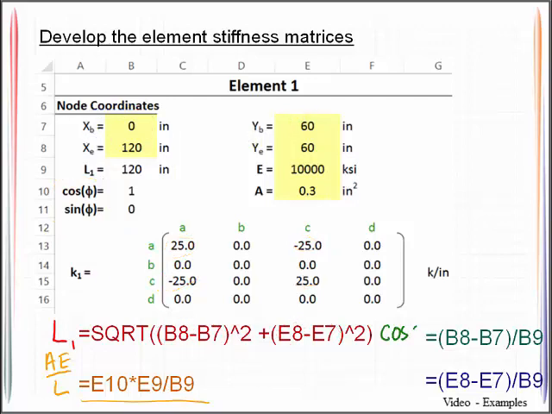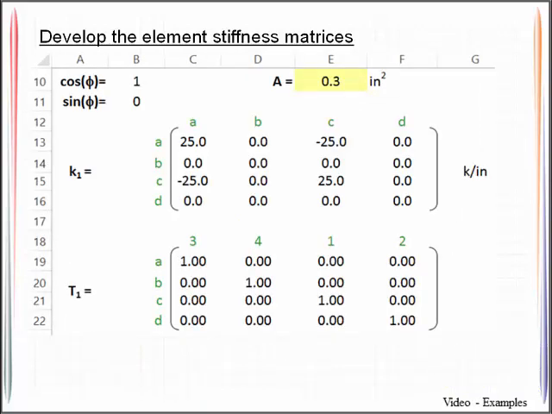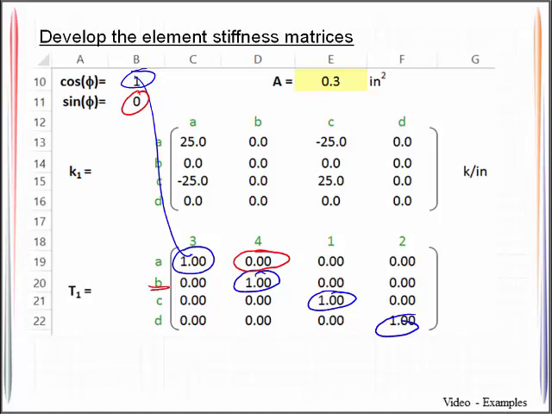The cosine of phi can be calculated as taking the difference between the x coordinates, dividing it by the length, and the sine of phi can be calculated as taking the difference between the y coordinates, dividing it by the length. So that information can then be plugged into the transformation matrix, where this cosine term is dropped in here, here, here, and here, whereas the sine term is dropped in here, and the negative sine term is dropped into there.